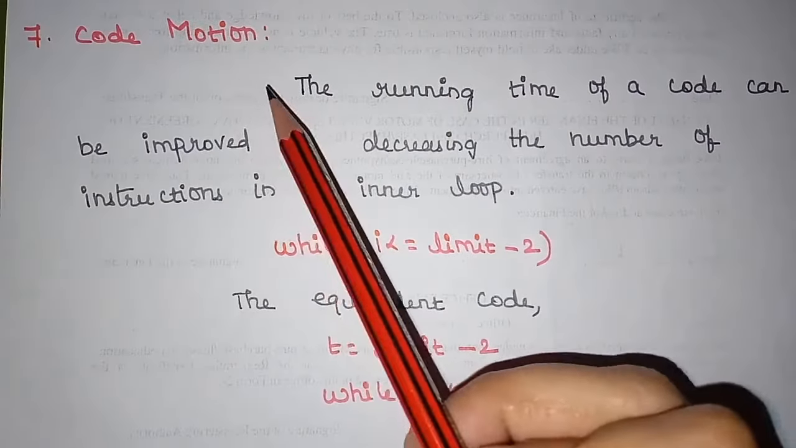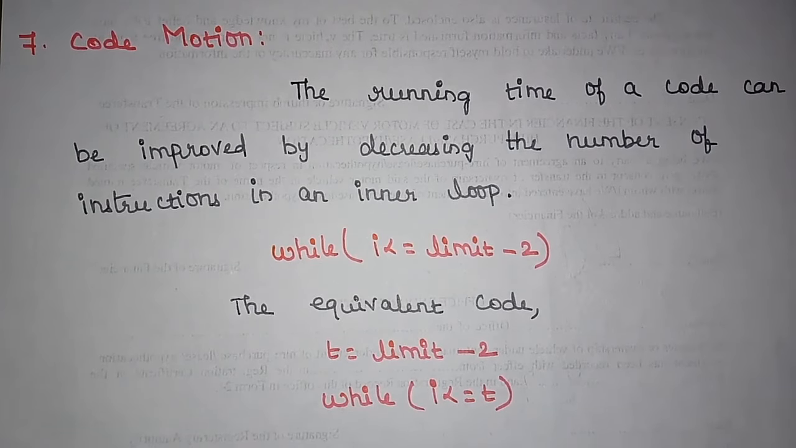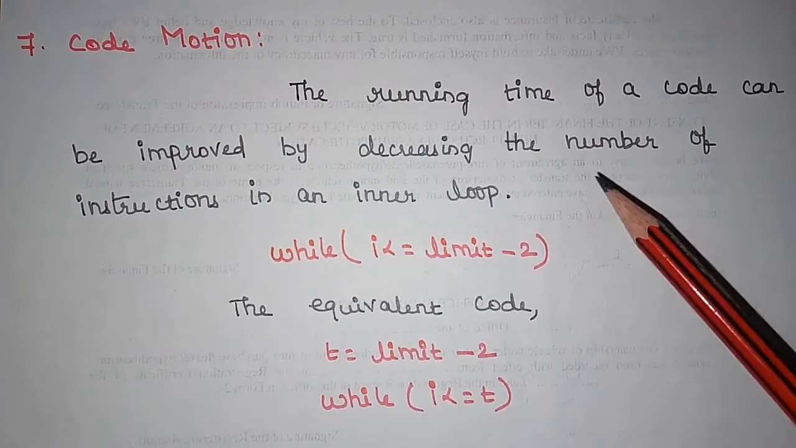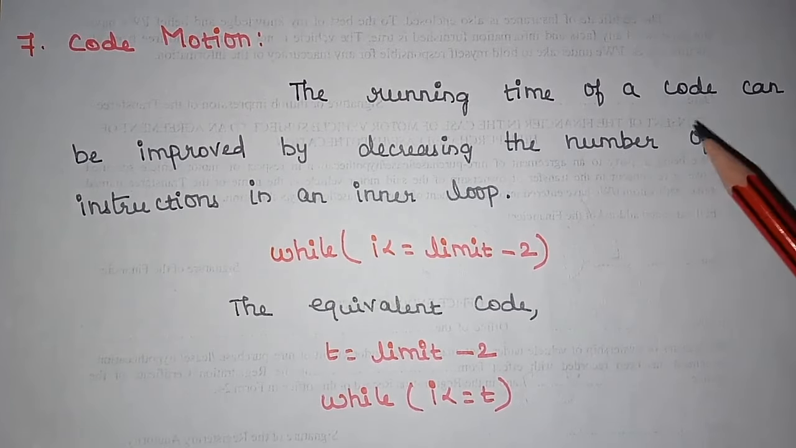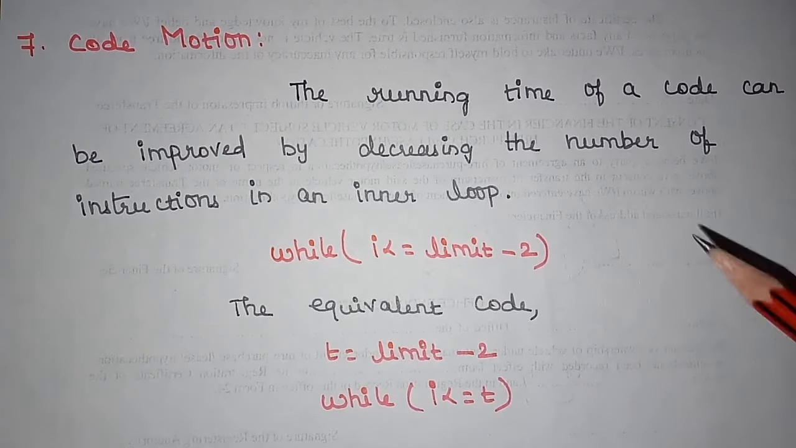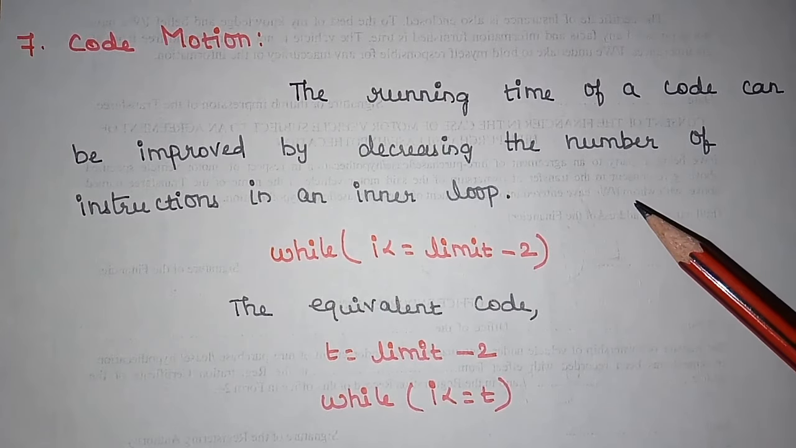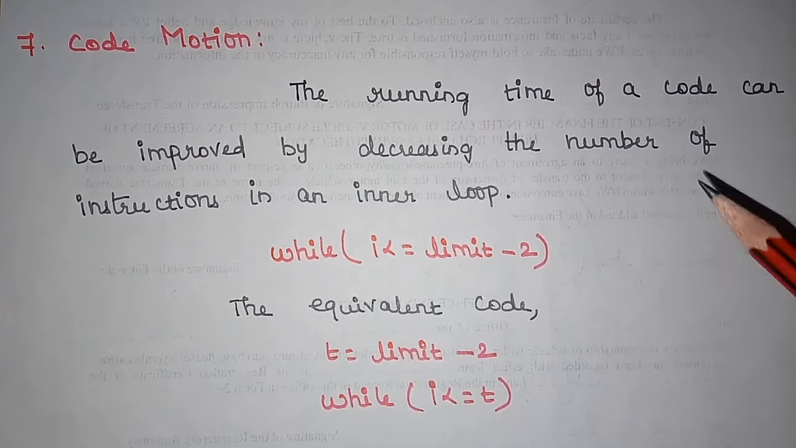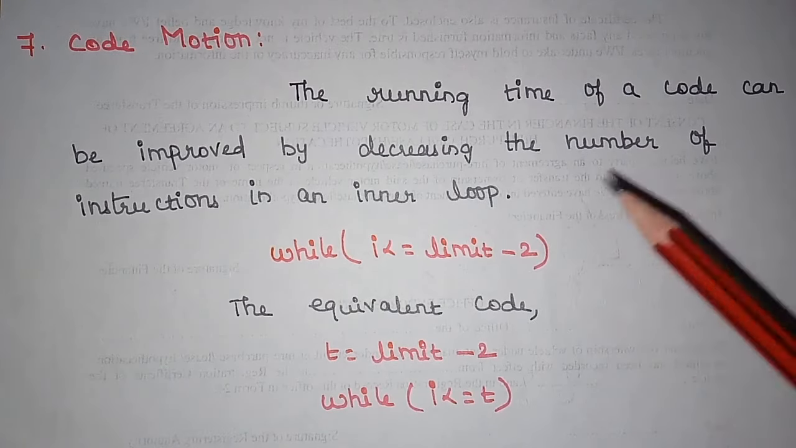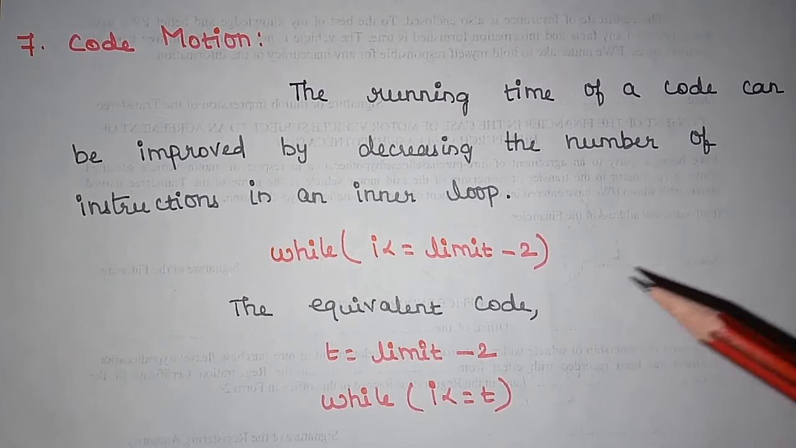And the next one is code motion. Here when we say code motion, we'll see with an example. In code motion we know that loops are very important places for optimization. A program always spends most of its time executing loops, especially the inner loops. So the program spends the bulk of its time executing the inner loops, so the running time of a program may be improved if we decrease the number of instructions inside the inner loop.